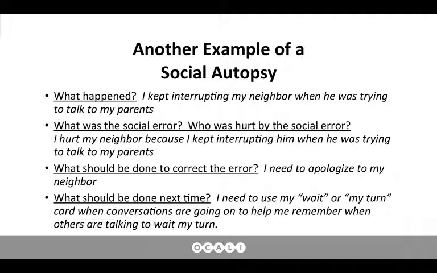Here is another example of helping a young man understand it is not okay to interrupt others while they are talking. You can again see that coming up with the error, how to correct it, and what to do next time may take some conversation and help to identify.